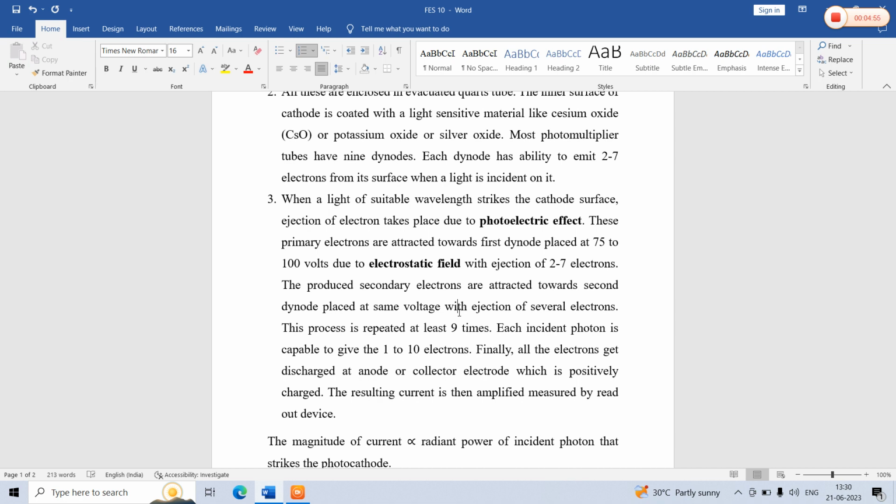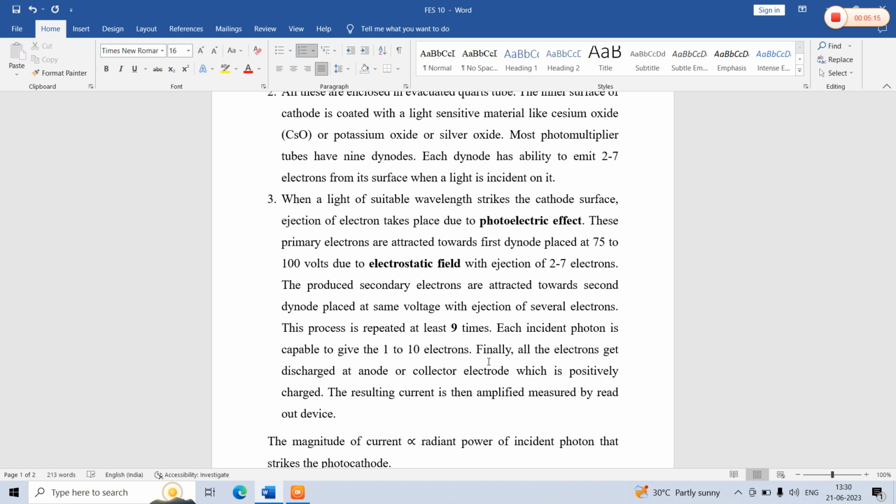Now this second dynode also gives off several electrons, with the ejection of several electrons from its surface. This process is repeated at least 9 times. So 9 times means what? There should be 9 dynodes placed in a photomultiplier tube.